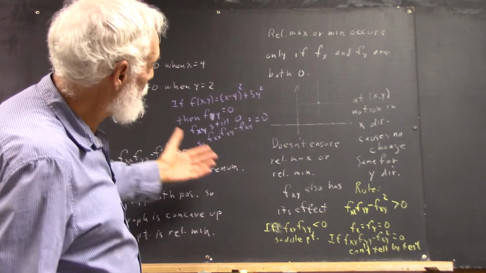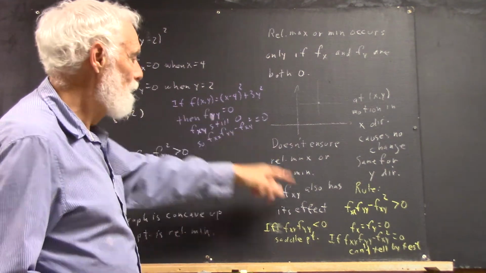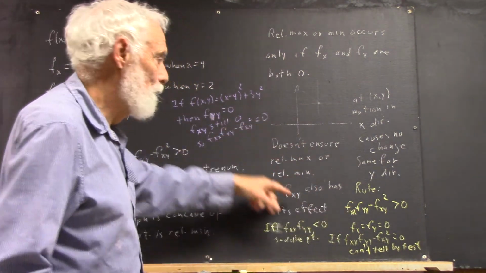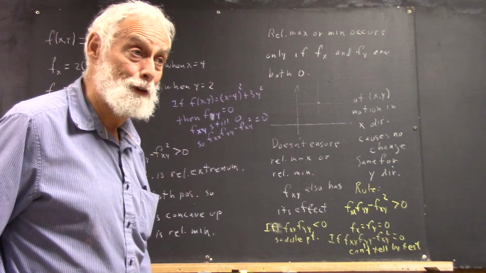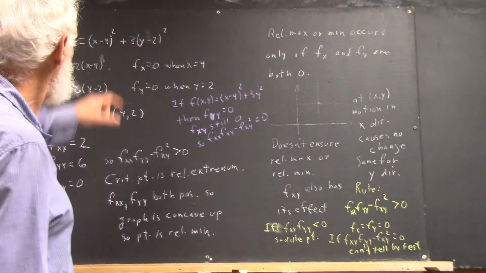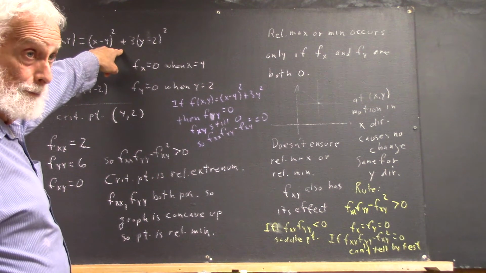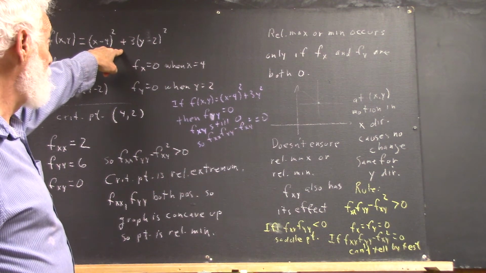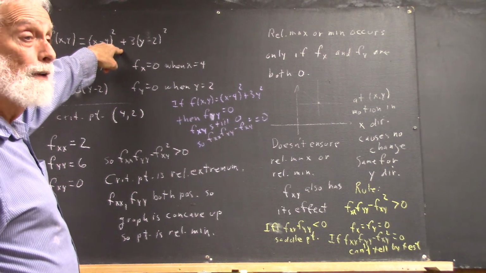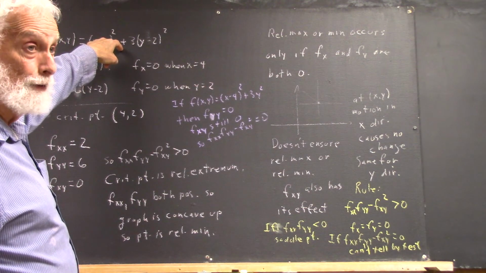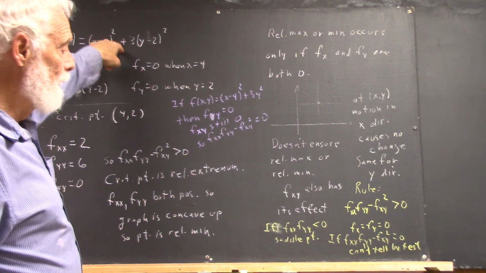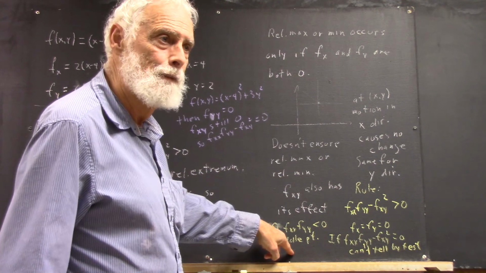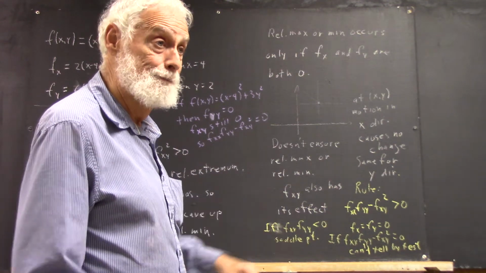I didn't want to do the example with that because I didn't want to deal with this case before I dealt with a case where it's greater than 0. Okay? If I replace this positive with a negative, then fyy will have a sign opposite that of fxx. And then we'll have a saddle point.